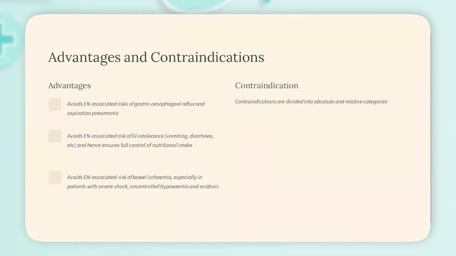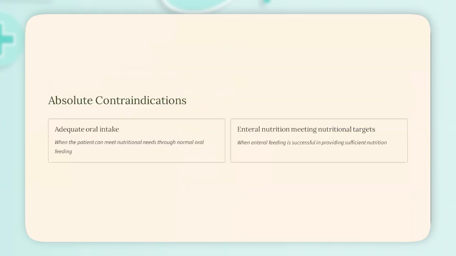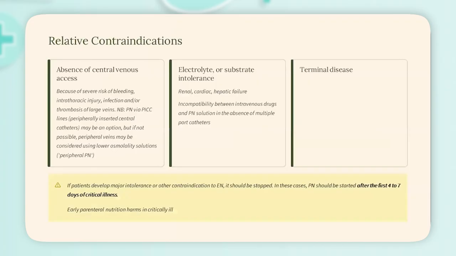Parenteral nutrition, as I already said, has some limitations due to the insertion of the central line. And the absolute contraindication is when the patient can take orally, you should not give parenteral nutrition. Also when you don't have a central line, when electrolytes are deranged, and in patients having terminal disease, parenteral nutrition should not be used.